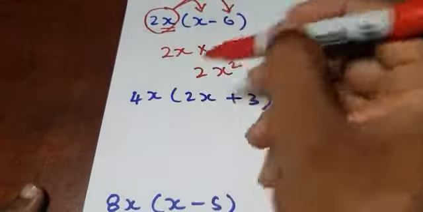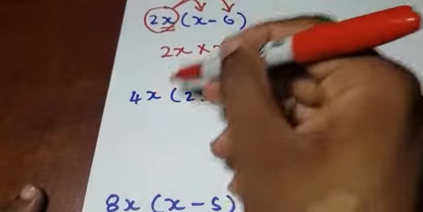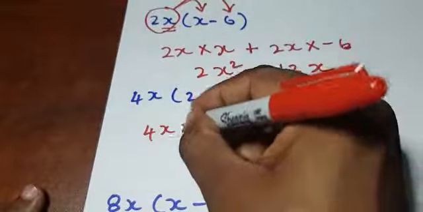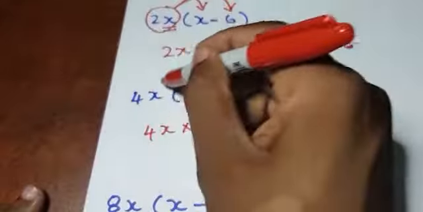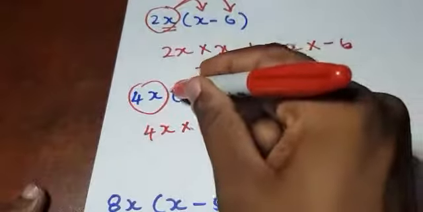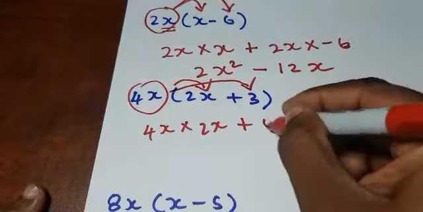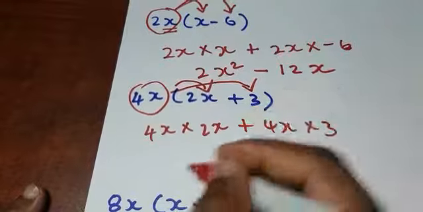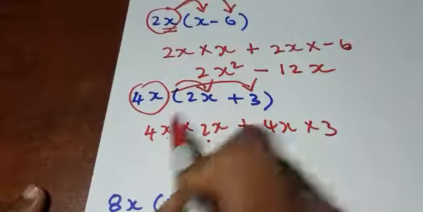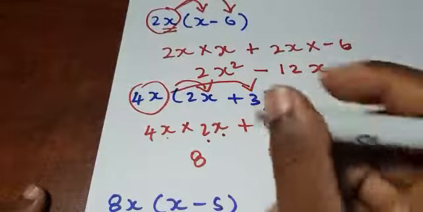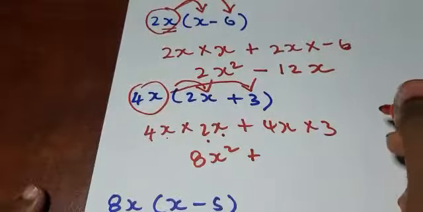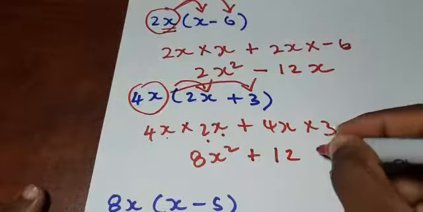So continuing, here's another example, similar as the one before. So we have 4x times 2x, and then we have 4x times 3. So plus 4x times 3. Then we get, so 4 times 2 is 8. And x times x is x squared. And then 4x times 3 is 12x.